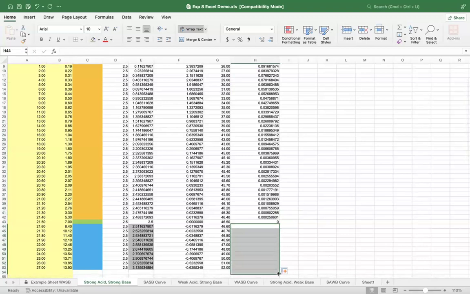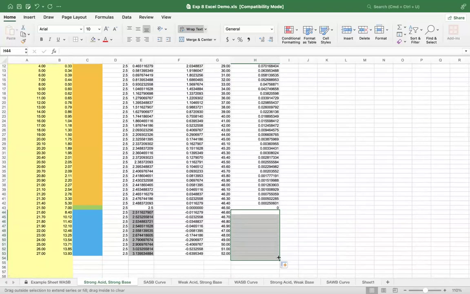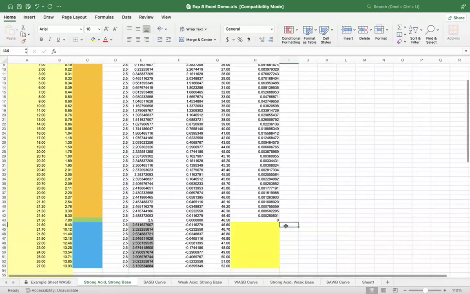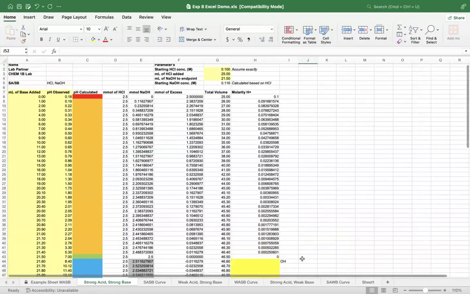Once we're into the basic territory, we're not really calculating hydronium anymore. We're calculating hydroxide. And so I just want to make sure that I'm prepared for that change when it happens. Okay, that's good. It's a nice bright color. I'm even going to label it. I'm going to put OH down here, just so I know. But we're not there yet.